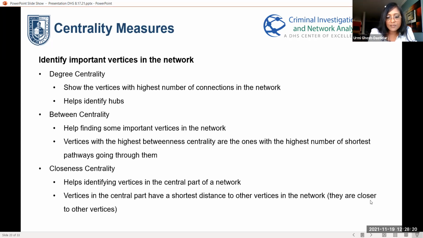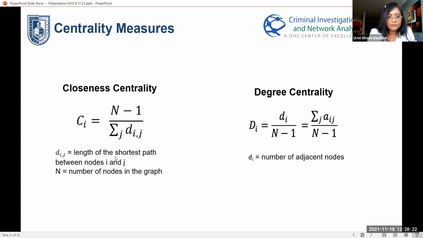So let's look at the definitions. Degree centrality is basically the easiest to calculate. It is the number of direct contacts surrounding a node. Nodes with higher degree centrality are those that attract a high concentration of direct connections within a network, which means they have high visibility.